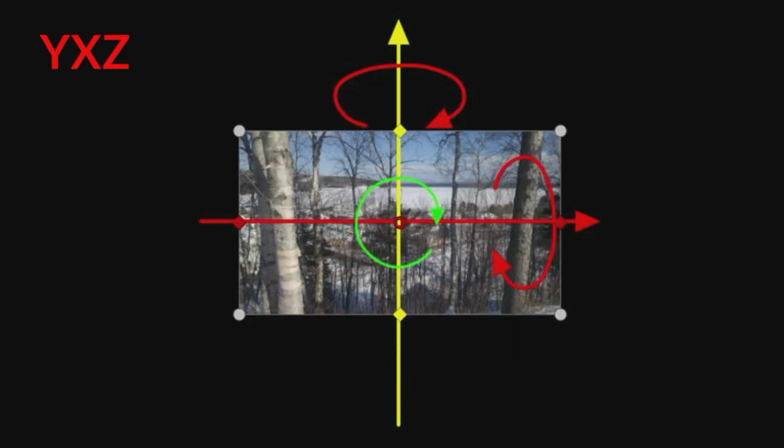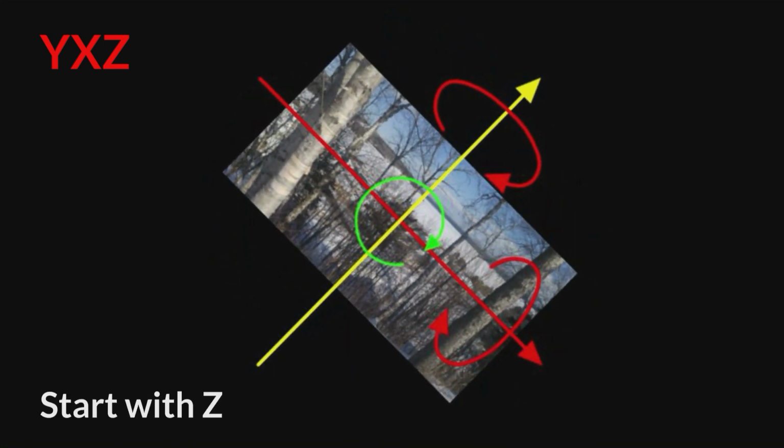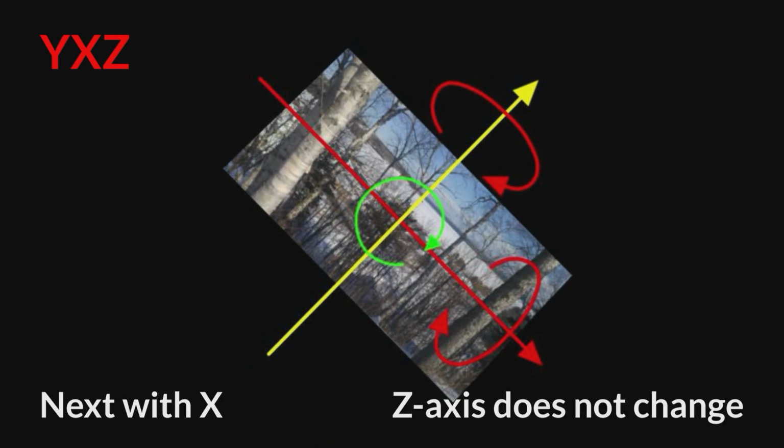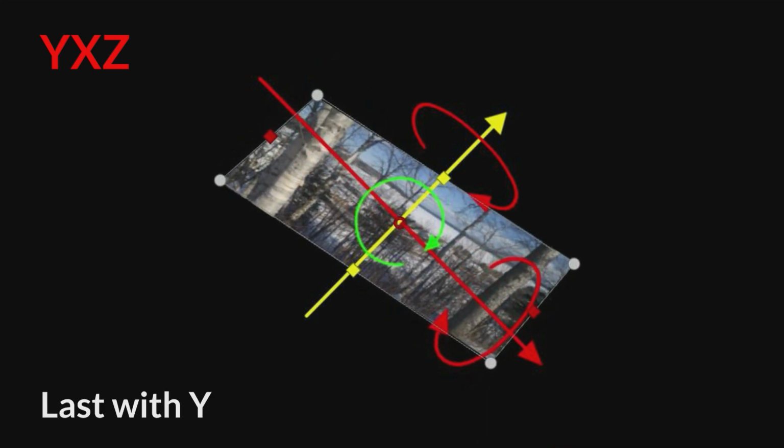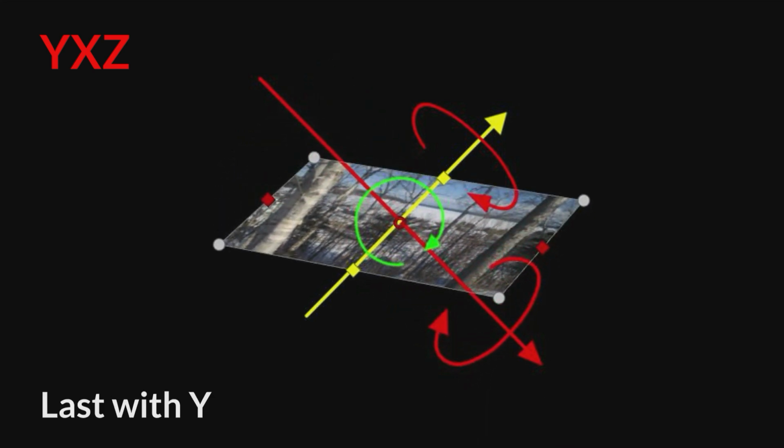For YXZ, rotating using Z causes the image and the X and Y axes to rotate. Rotating X causes the image and the Y axis to rotate. Rotating Y will rotate the image about the modified Y axis, which runs through the yellow handles.